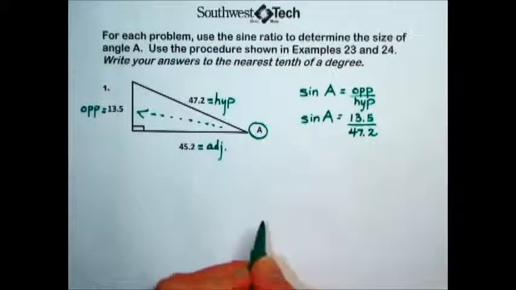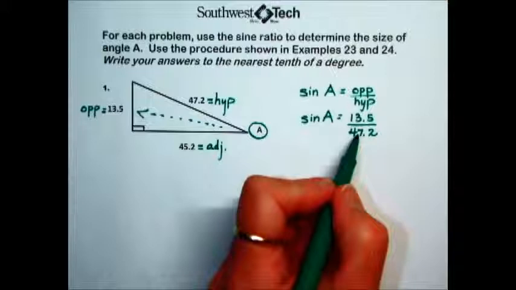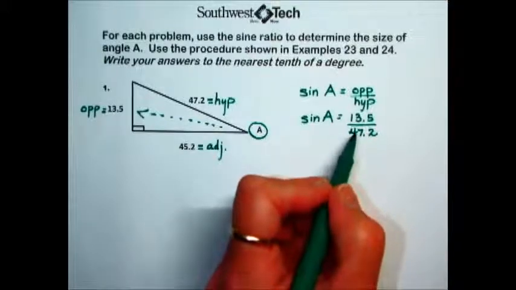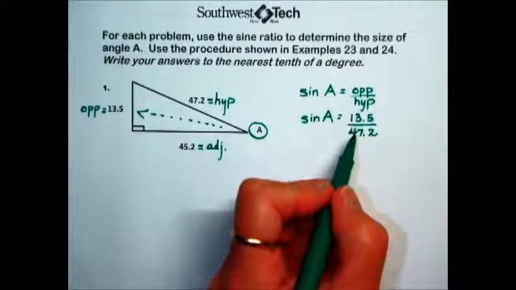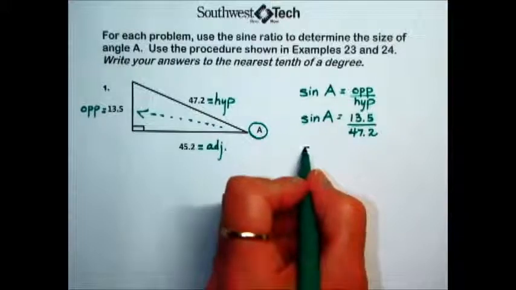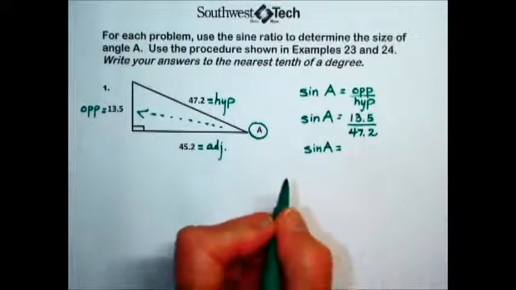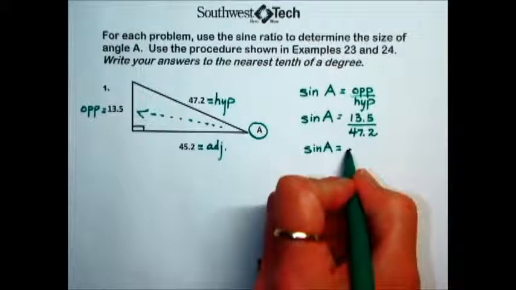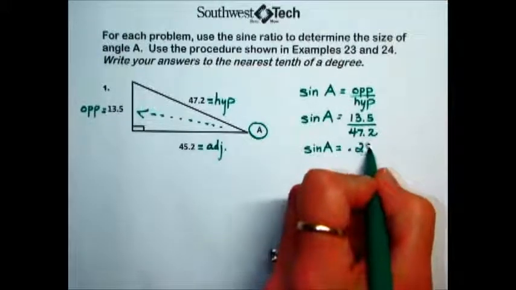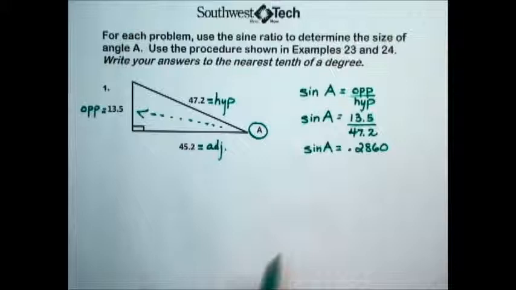47.2. Next step is to simplify this fraction. We're going to divide the numerator by the denominator so that we have a decimal equivalency. And when we do that division, we end up with 0.2860. You might want to leave that in your calculator for the next step.